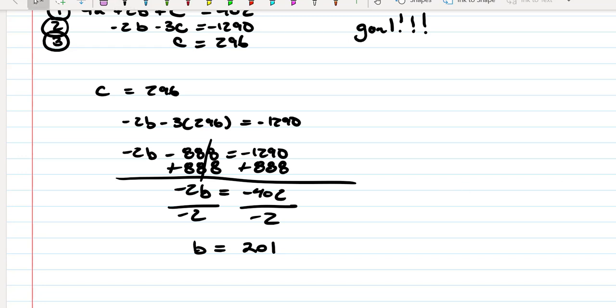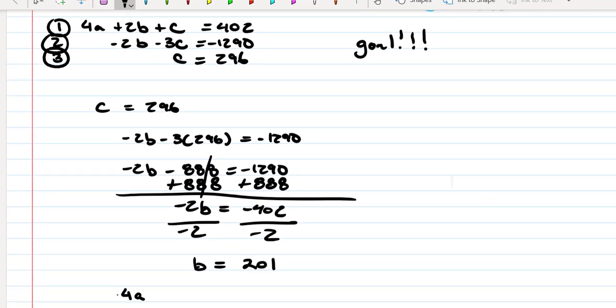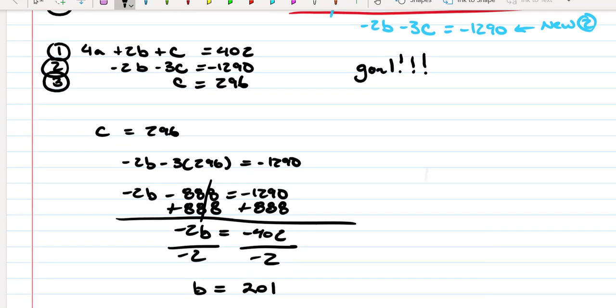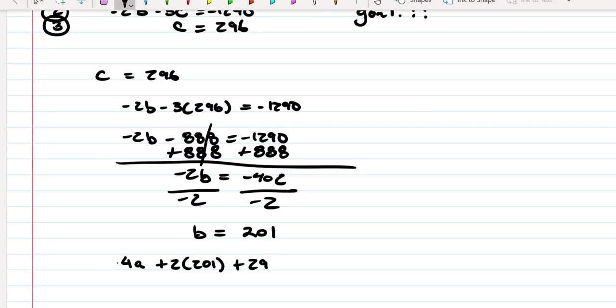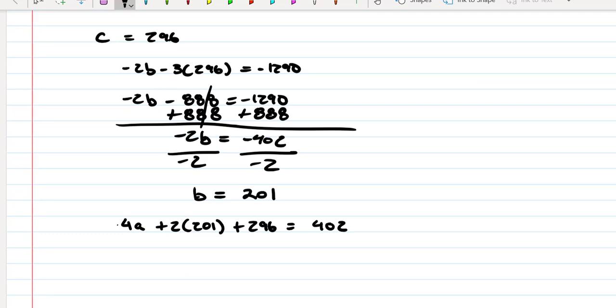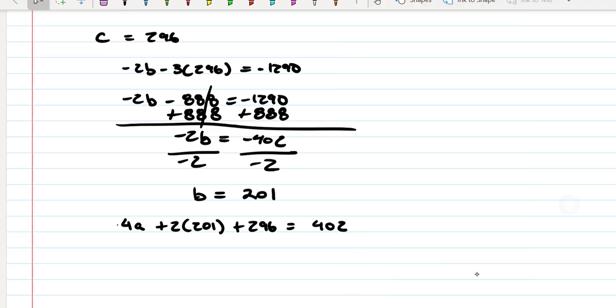And finally, we substitute into the very last one, which is equation 1. So I have 4a plus 2b plus c is equal to 402. So on the right-hand side, I have 2 times 201 plus 296 to simplify. So I get 4a plus 698 is equal to 402.